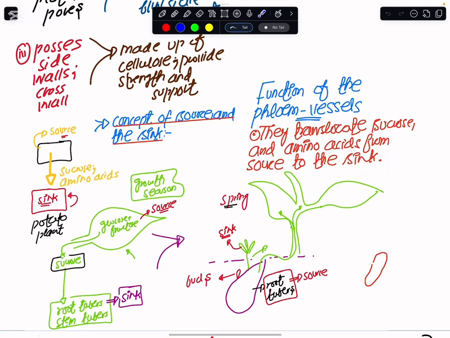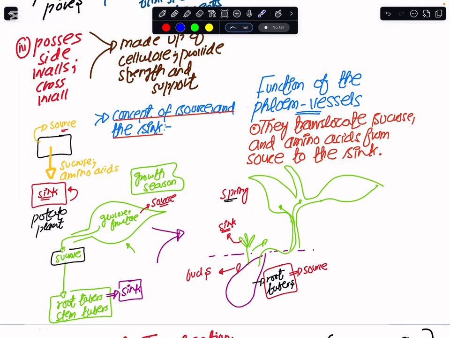Because wherever the phloem vessels come up, we will say again and again that there is a movement or translocation of the sucrose and the amino acid from the source to the sink. So this is translocation. Before going into the mechanism of translocation, I will clear your concept of source and sink. Now, I will make it very easy for you.